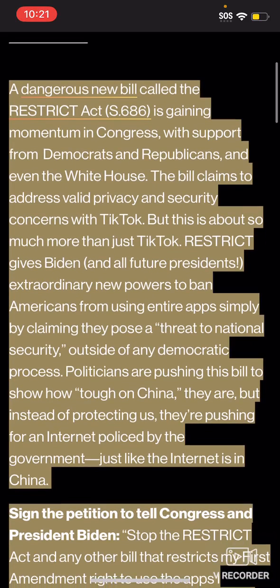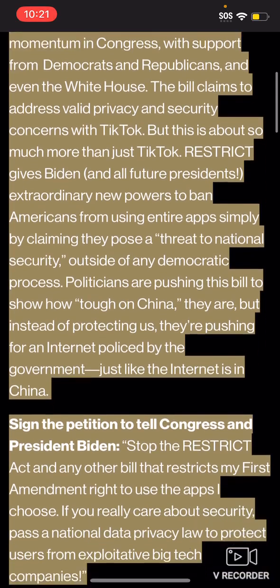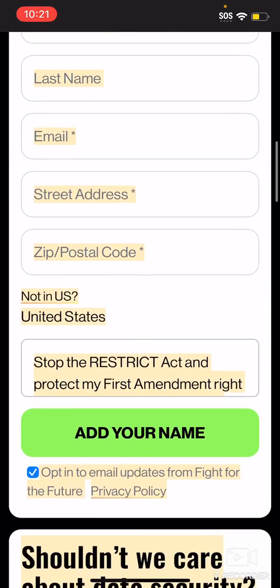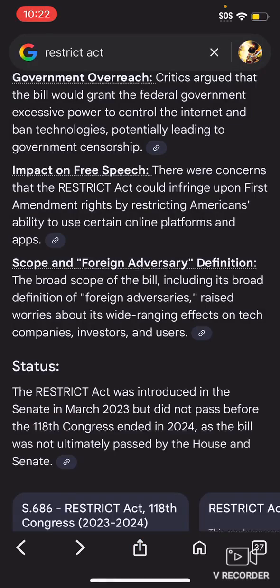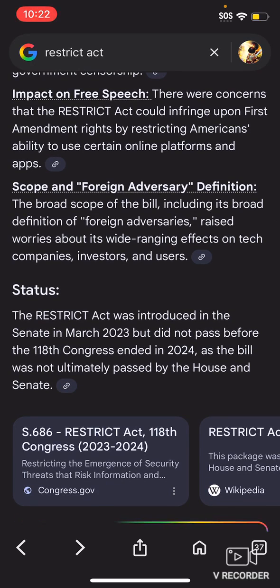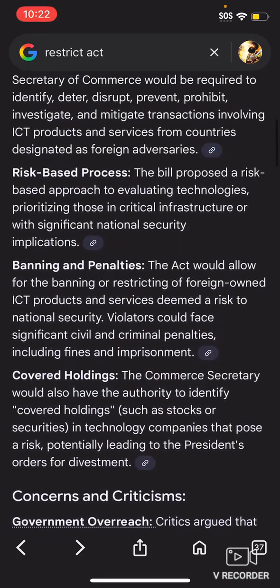A dangerous bill. See, a dangerous bill called the Restrict Act. All right. Gaining momentum in Congress. And as you can see here, sign the petition. They don't really give you much on it, but as you see, brothers, you got the gist of it right here. Let's read this here. It says the Restrict Act was introduced in the Senate in March 2023, but did not pass before the 118th Congress ended in 2024, as the bill was not ultimately passed by the House and Senate. Okay, so there's your status.